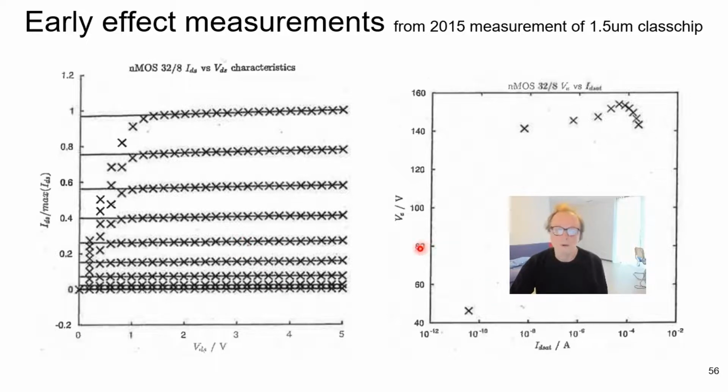Now you can plot this Early voltage in volts, it's around 100 volts, as a function of the saturation current. And you see it varies from 40 volts up to 140 volts. But in this entire above threshold region here, you can see the voltage is pretty constant. It's around 140, 150 volts. So in this case, this Early voltage approximation is pretty good. Although when you go below threshold, I'm not sure if this measurement is reliable. It appears that this Early voltage gets smaller.